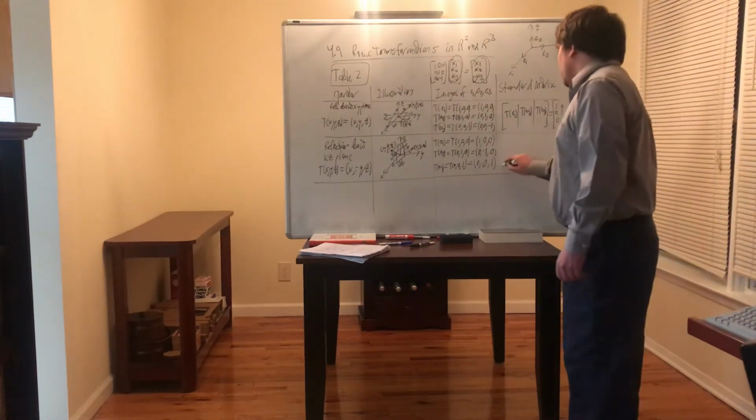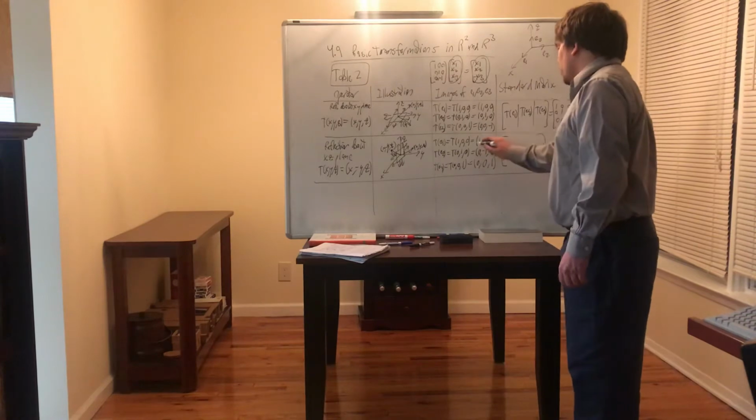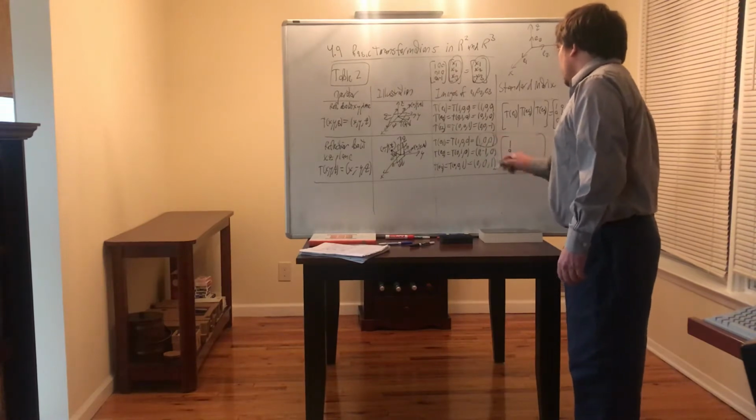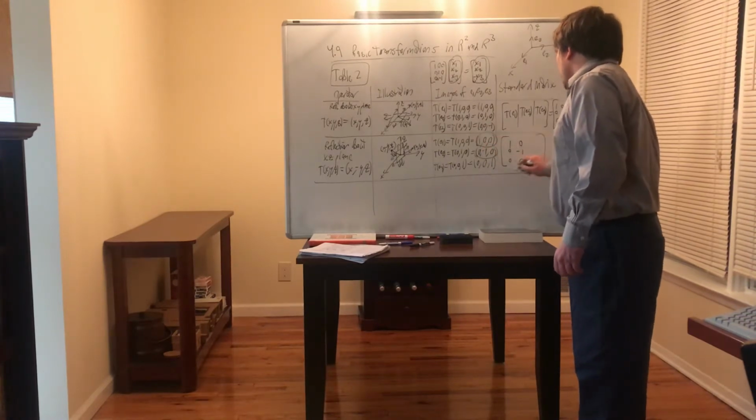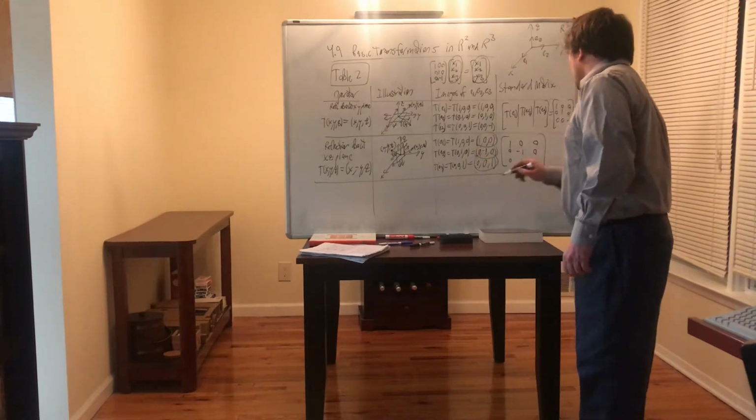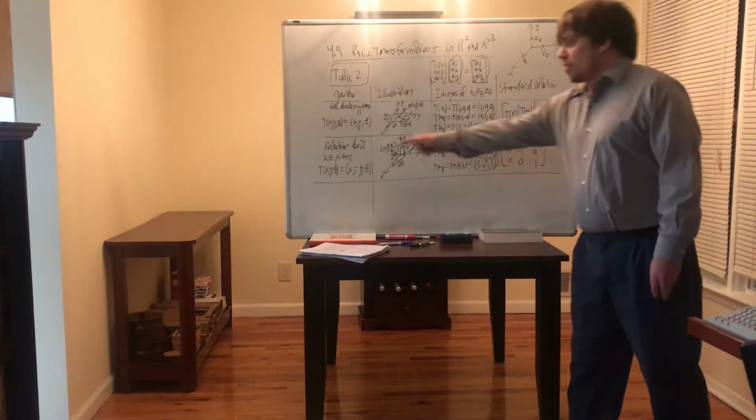So those are the respective column vectors of the standard matrix. So the first column is 1, 0, 0. The second column is 0, negative 1, 0. And the third column is 0, 0, 1. And so that's the standard matrix for a reflection about the xz plane.